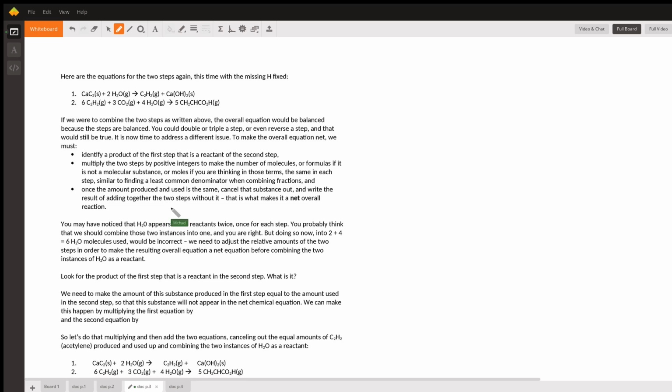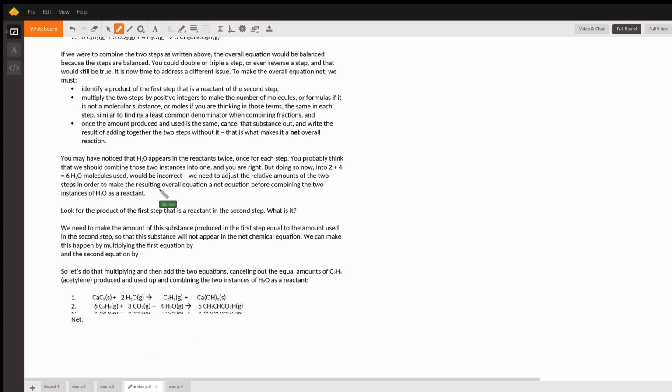Now, you might have noticed that H2O appears twice as a reactant. So since they're both on the same side, they're not going to cancel, but you might think we should combine those. And you'd be right. But if we combine them now, we'd get 6, and that's not right because we need to adjust the relative amounts of the two equations before we combine these two instances of water.